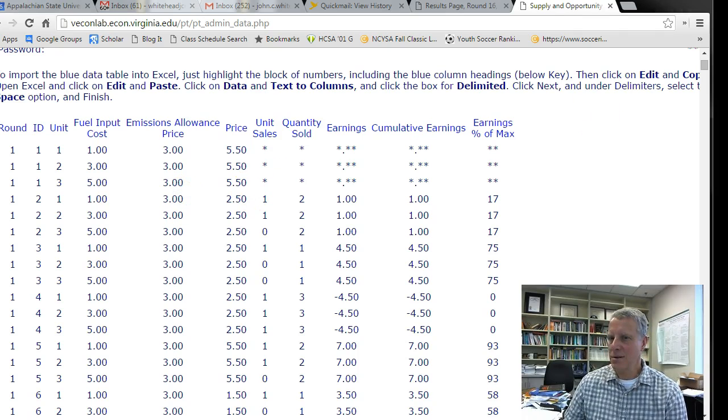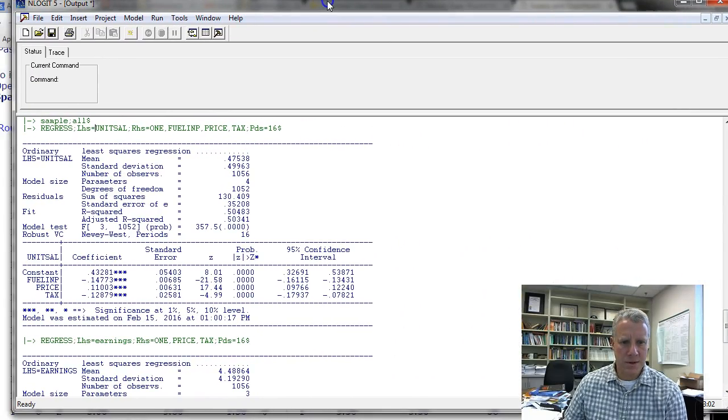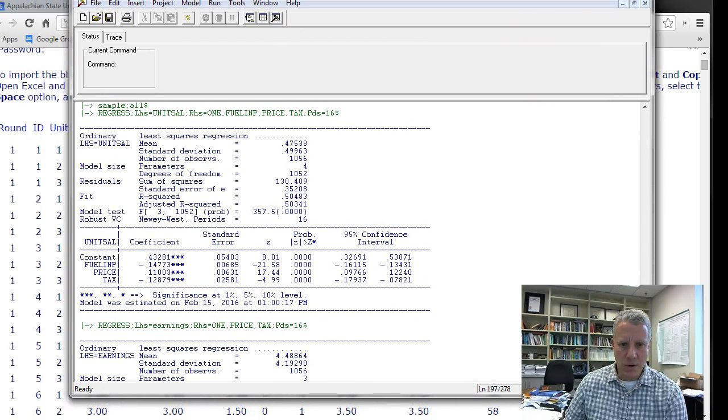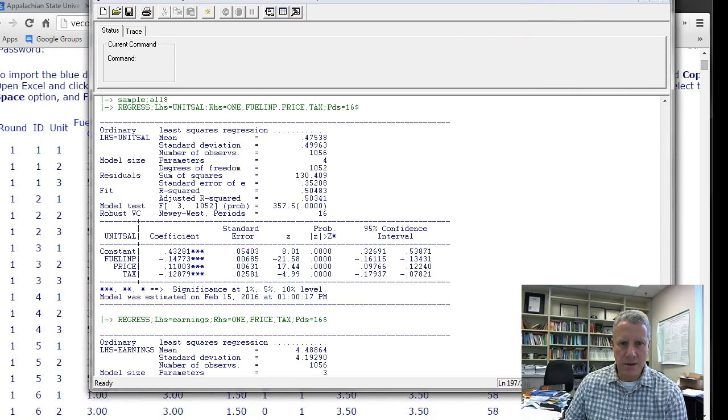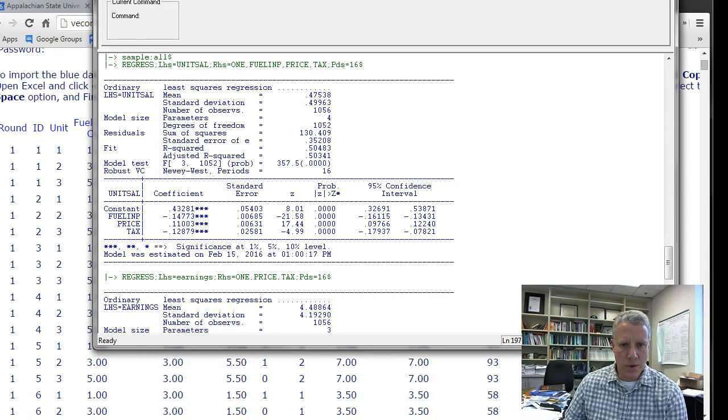allowance. And so I have taken these data and done some statistical analysis with them to summarize some of the things that we were doing in that experiment.